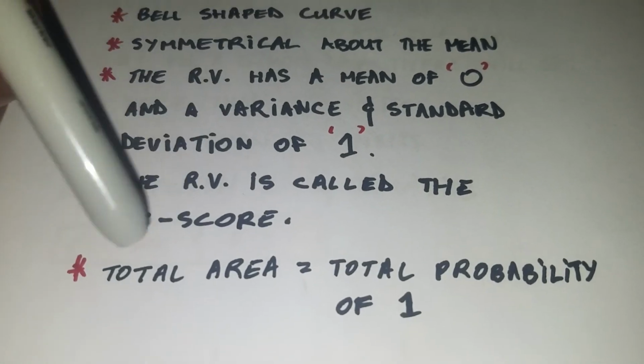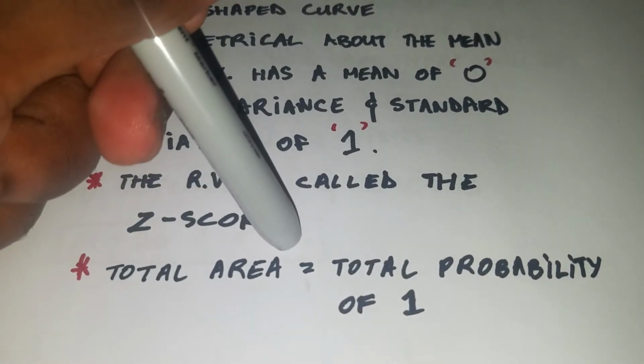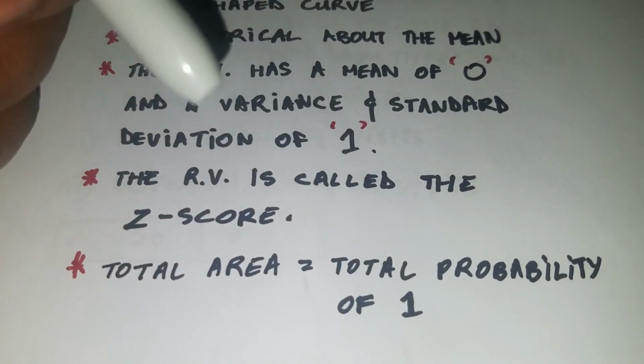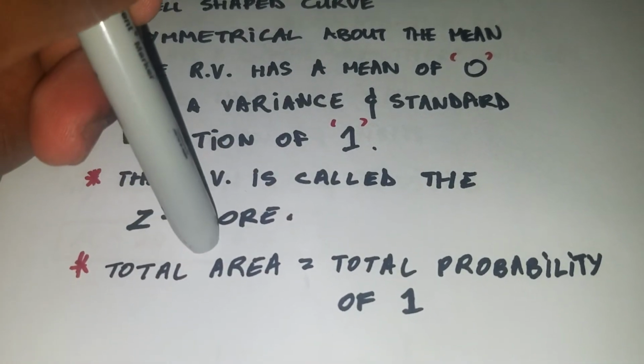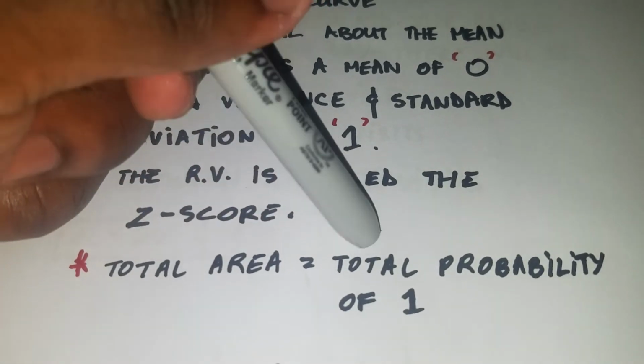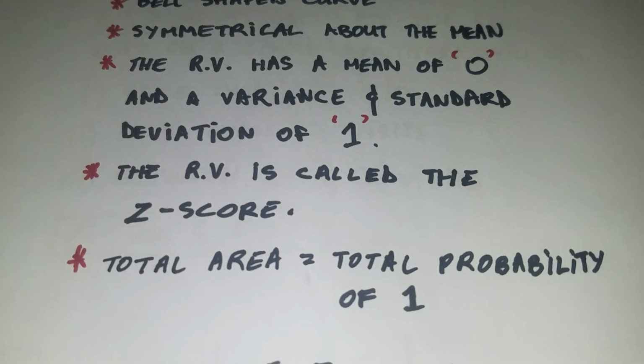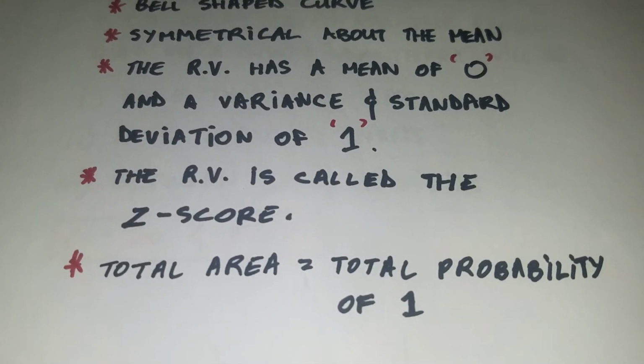The total area would be equal to the total probability, which would be 1. So therefore, the total area under the bell curve would be equal to the total probability of that curve, which would be a probability of 1. Total probability is always equal to 1.